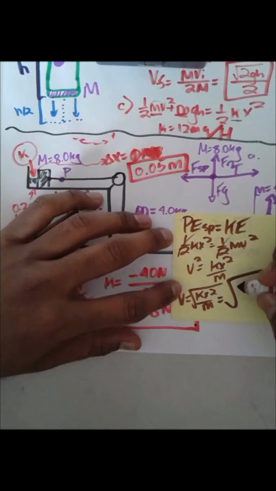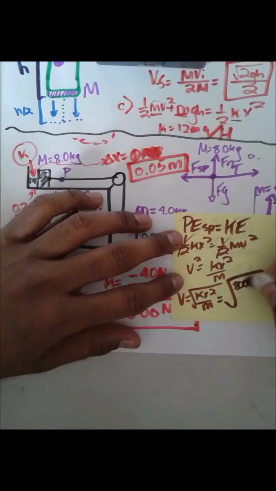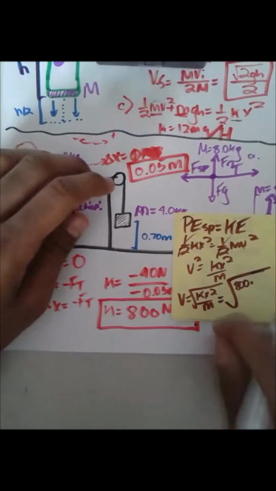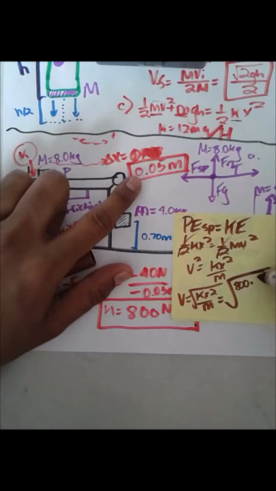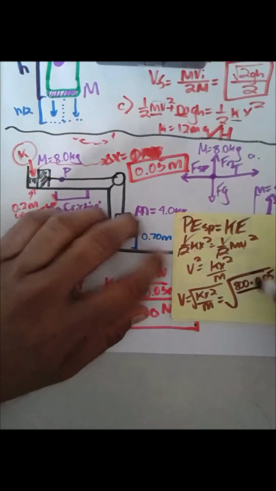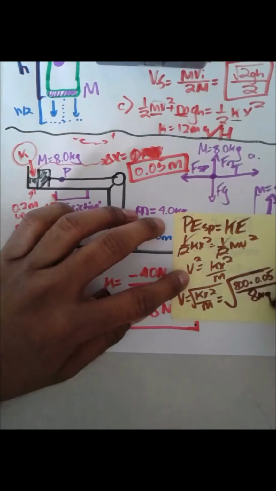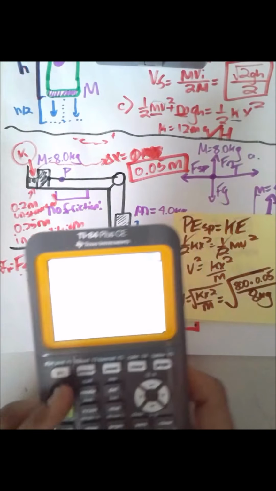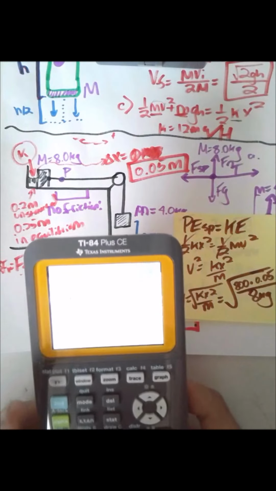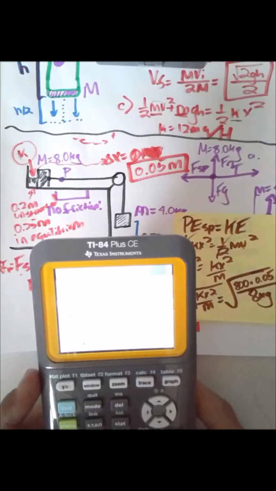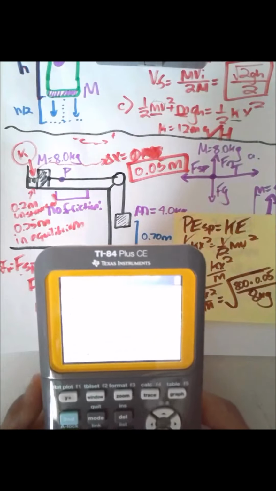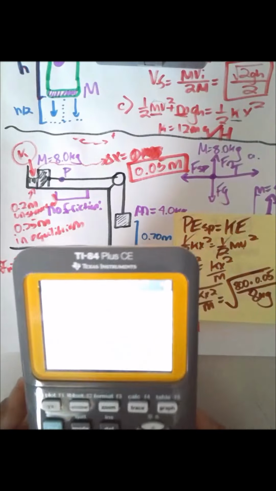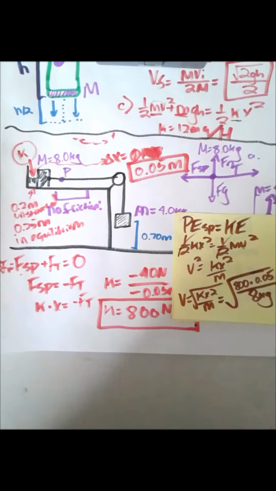So v is equal to the square root of k x squared over m. k in this case, as we figured out, was around 800. x squared, the max displacement in this case, was 0.05. Divided by the mass of the 8 kilogram block, which is 8. So v will be 2.23.